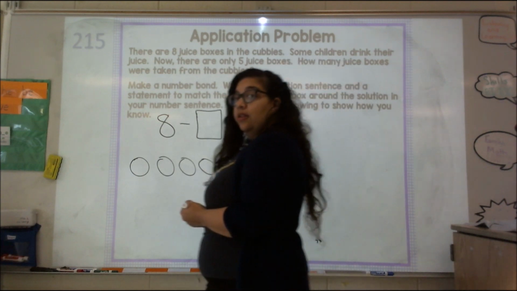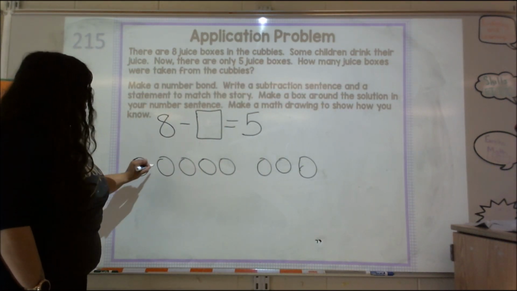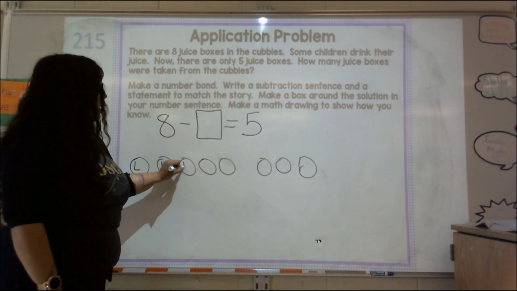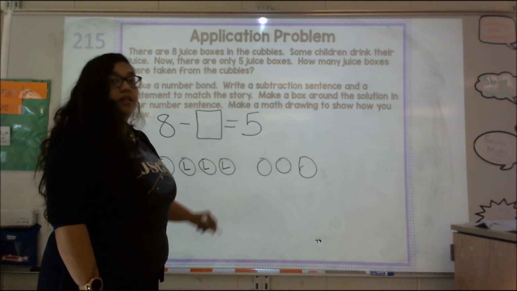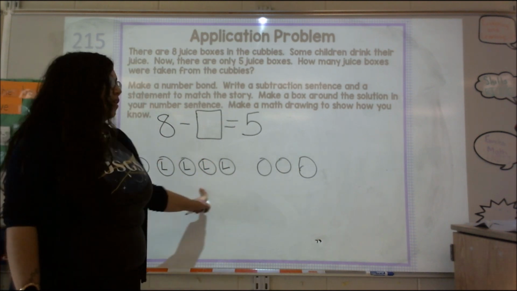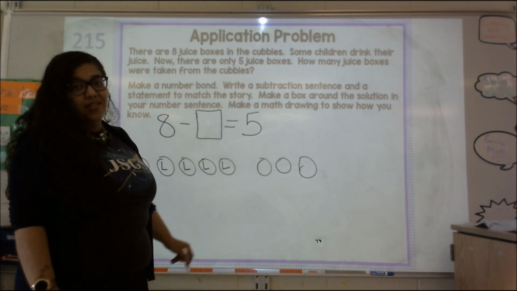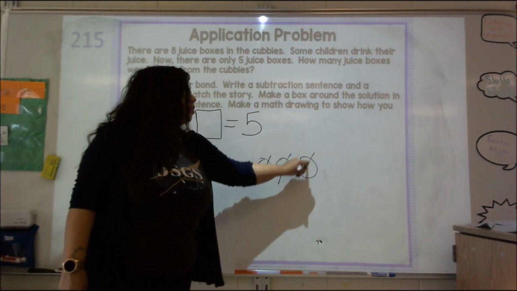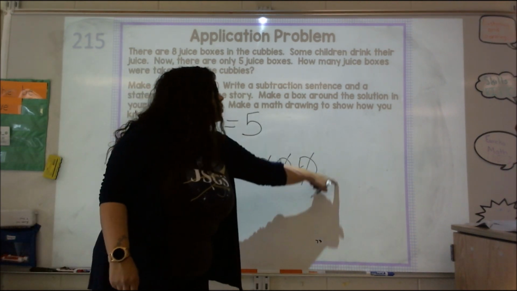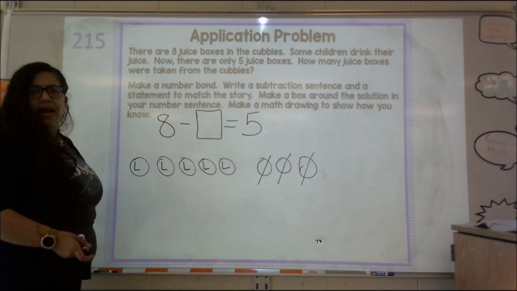Let's label the ones that are left. This one is still in the cubby. This one is still in the cubby. This one is still in the cubby. This one is still in the cubby. This one is still in the cubby. I know these are the 5 that are left. Let's cross out to get rid of the drunk juice boxes, because if it's drunk, it's empty, it's trash. So 1 drunk, 2 drunk, 3. How many juice boxes were drunk? They're gone. How many are gone?